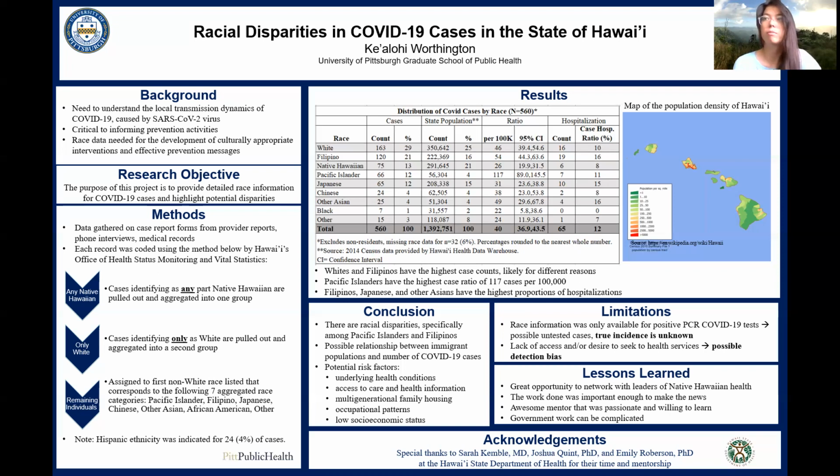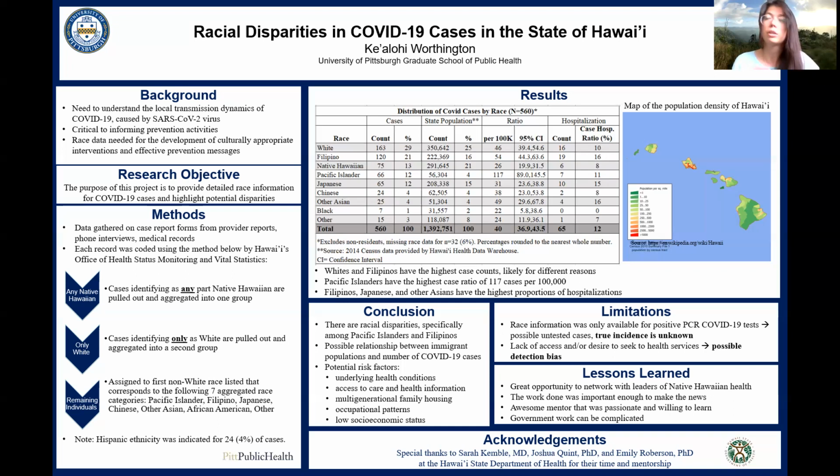So if you look to the left of my poster, I have a brief background as to the COVID-19 pandemic, and the research objective was to disaggregate data in a way that was usable and reflective of Hawaii's population. So the first thing we do in this methodology, which we found from the Office of Health Status Monitoring and Vital Statistics, is that you take out anyone that is Native Hawaiian first and label them as Native Hawaiian. You want to have a methodology that has people labeled only as one specific race instead of counted towards multiple races, because you want everything to sum to 100, and it's a lot easier for denominator purposes.